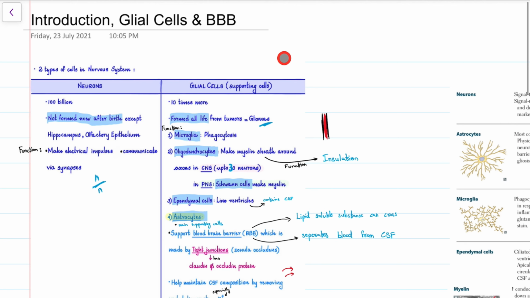So this is about the introduction part, the glial cells and the blood-brain barrier in CNS physiology.